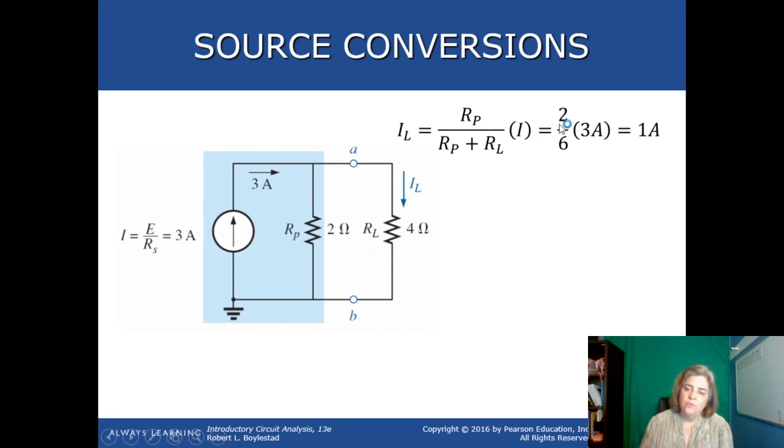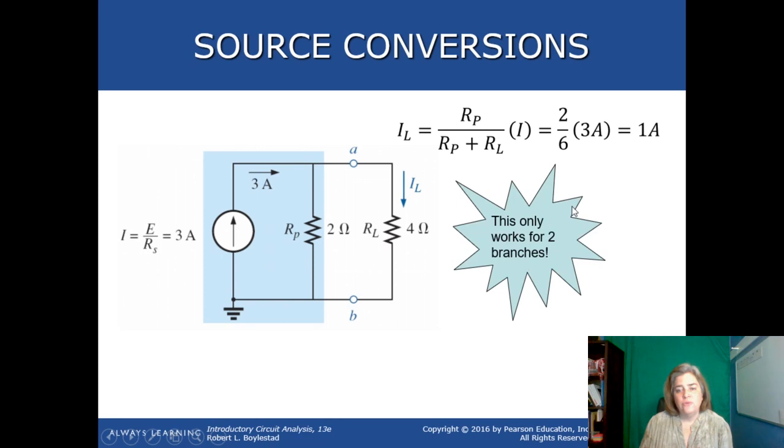So we take 2 and put that above 2 plus 4, which is 6, and multiply that by the current coming in, which is 3, and we see that that would indeed be the 1 amp. If we multiply 1 by 4, we still get the 4 volts. One thing to note, this equation only works for 2 branches. If you try to use it for 3, it's not going to work quite the same. So when you have 2 branches, it will save you some time and some calculation. You don't have to calculate the total resistance first.